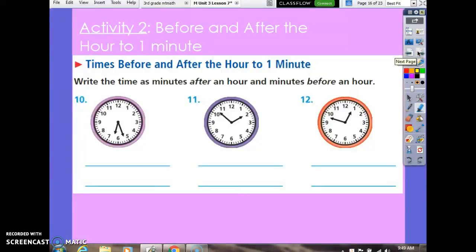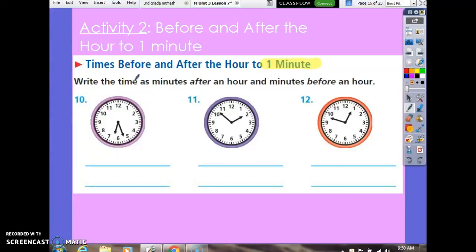So times before and after an hour to 1 minute. The difference now is we're looking to go to 1 minute, not just to 5. So this might be a little more tricky for some of you. So we'll do the best we can with it. The directions say write the time as minutes after an hour and minutes before an hour.